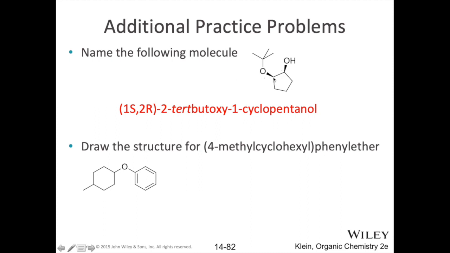Notice that we have chiral centers here, so we do need to put RNS designations for those chiral centers as well, so don't forget that. Okay, for this one here, of course, this is what that looks like. So here we have a cyclohexyl group, and that oxygen is attached to the 1 position, so this methyl group's at the 4 position over here.